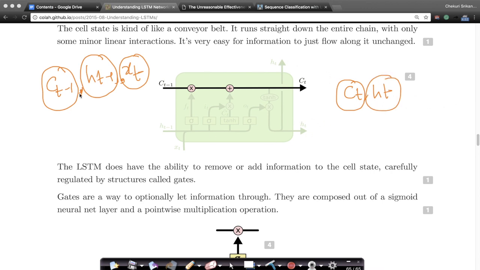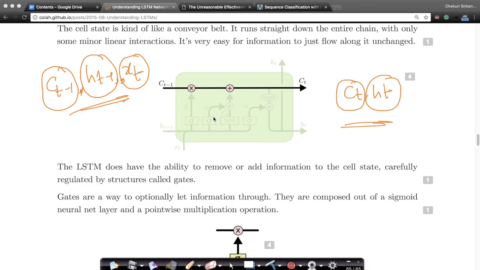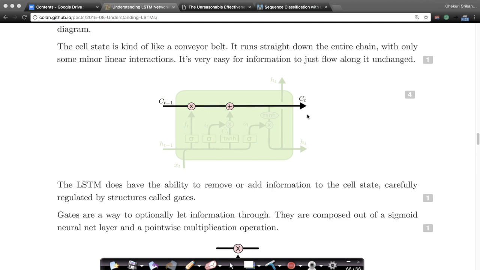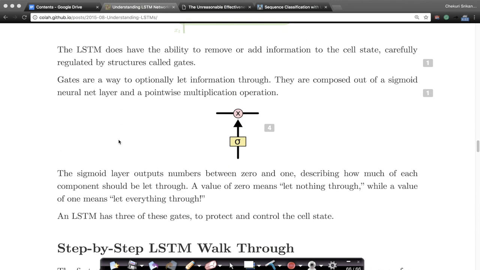So there is a different notation here compared to what we have seen before. It might take you a couple of seconds to get used to it because we are used to the OT, YIT, XIT notation. But it's okay, just flow with me, please. I could have drawn all these diagrams on my own and explained it, but I want you to read this blog later. That's why I'm explaining it with the notation in this blog. This is the best blog that I've seen.